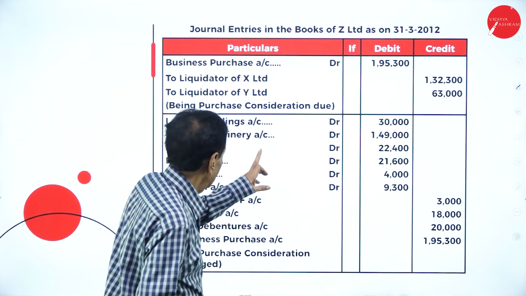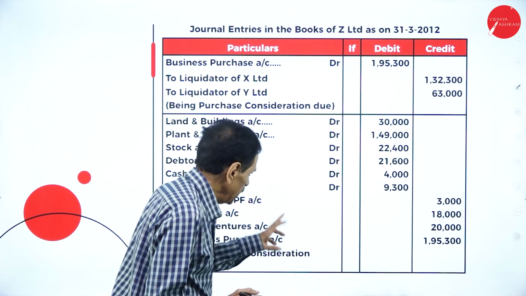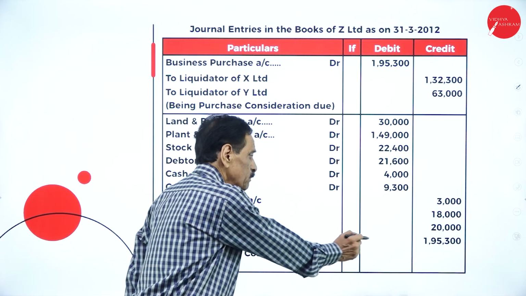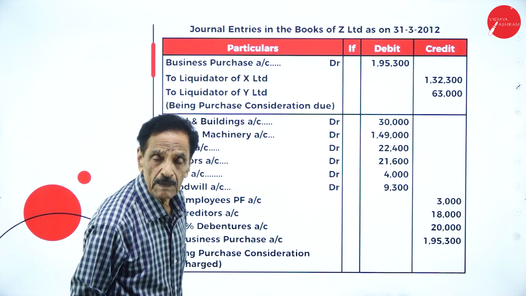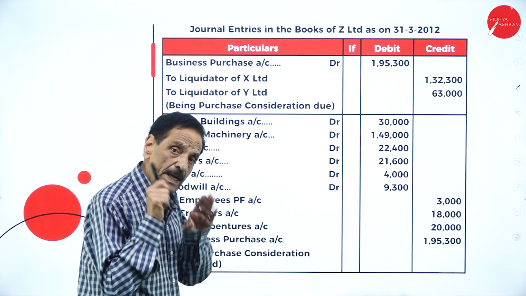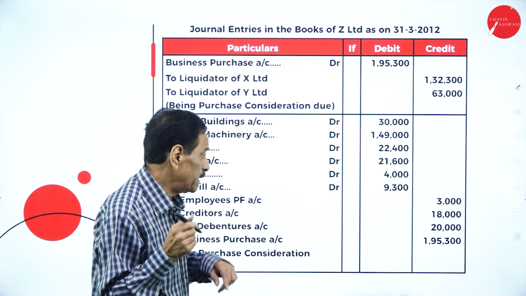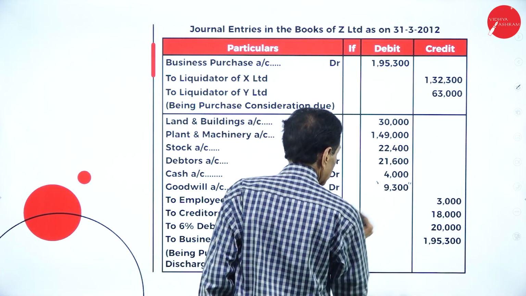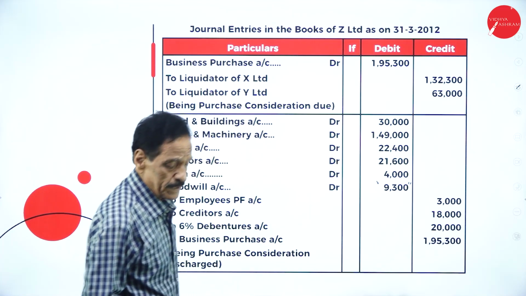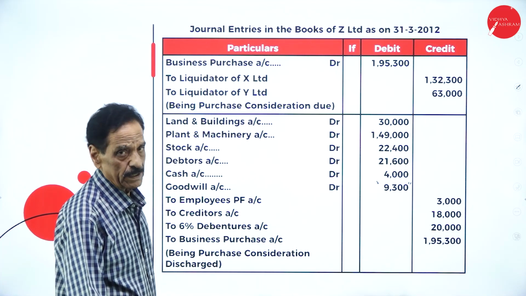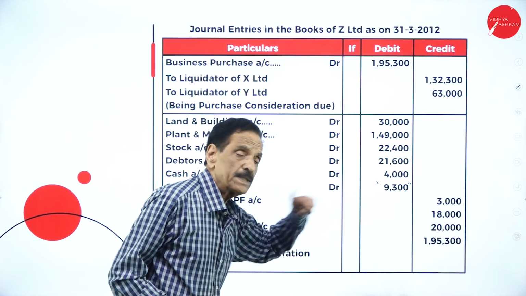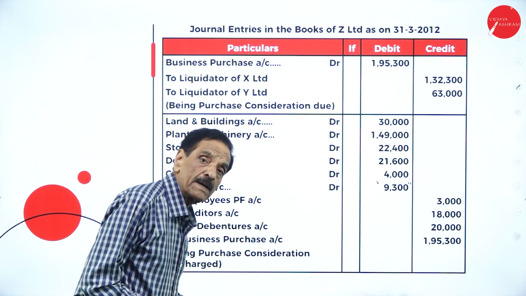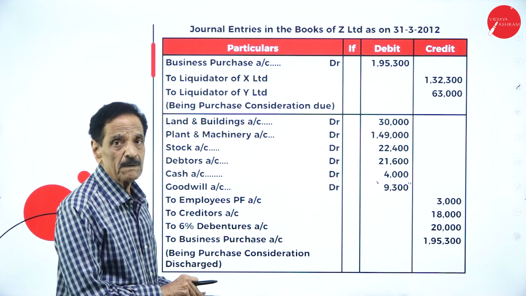So when the assets are less than the liabilities, if the difference comes to the debit side, it is called goodwill. If the difference comes to the credit side, it is called capital reserve. When they take over the assets and liabilities, if any difference comes on the debit side, it is called goodwill. If it comes to the credit side, it is called capital reserve. Goodwill comes on the asset side of the balance sheet. Capital reserve will come on the liability side of the balance sheet.